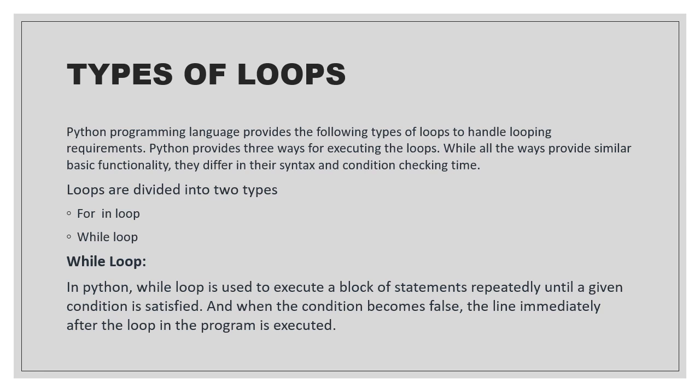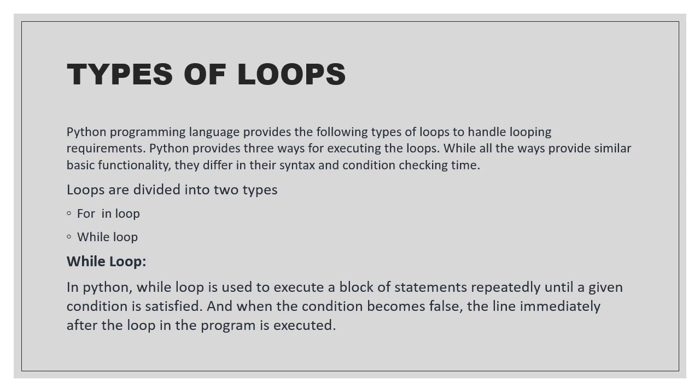While loop. In Python, a while loop is used to execute a block of statements repeatedly until a given condition is satisfied. And when the condition becomes false, the line immediately after the loop in the program is executed.